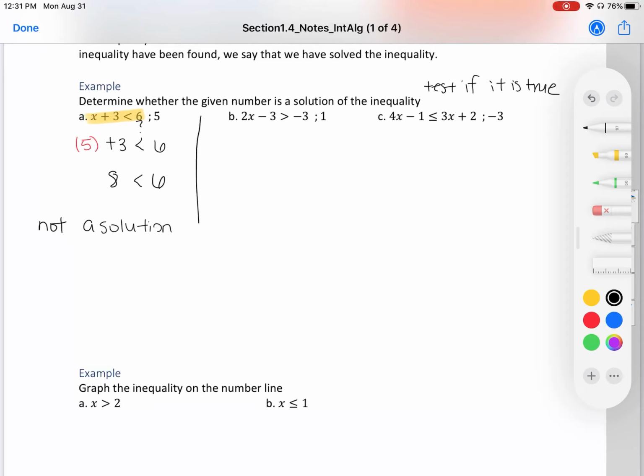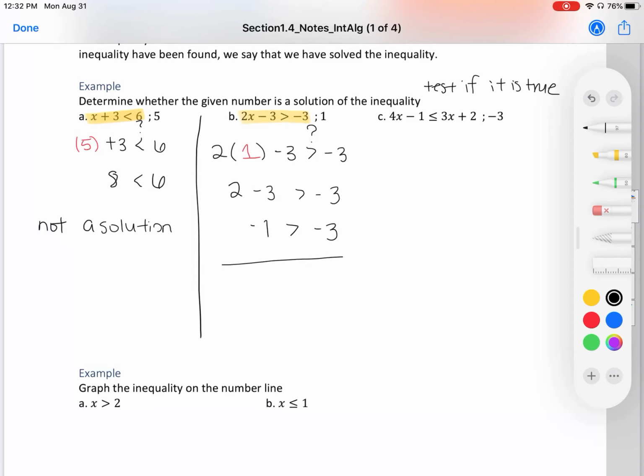Now take a look at the next one. So same deal, we have our equation and it's telling me to test 1. I want to replace x with 1 so that I have 2 times 1 minus 3, and I want to see if it's greater than or equal to negative 3. All right, well, 2 times 1 is 2, minus 3. 2 minus 3 is negative 1, and I want to see if it's bigger than negative 3. And yes, it is bigger.